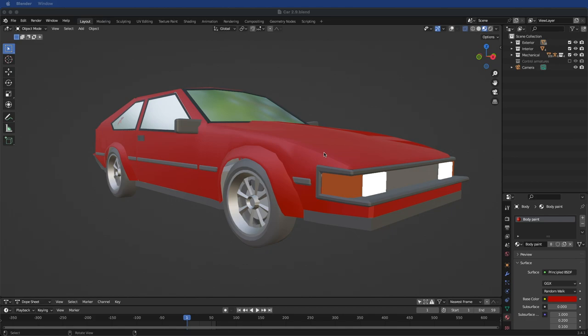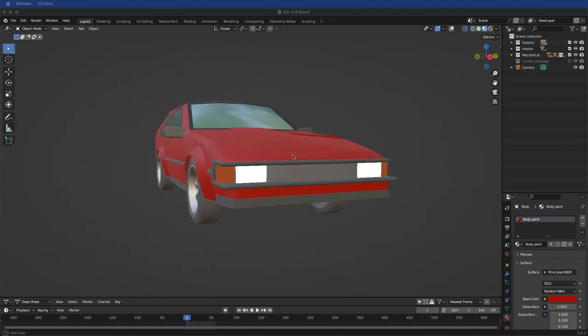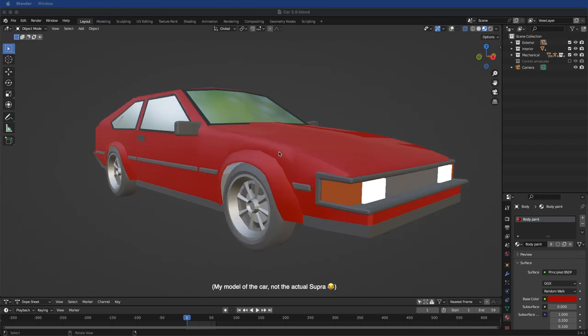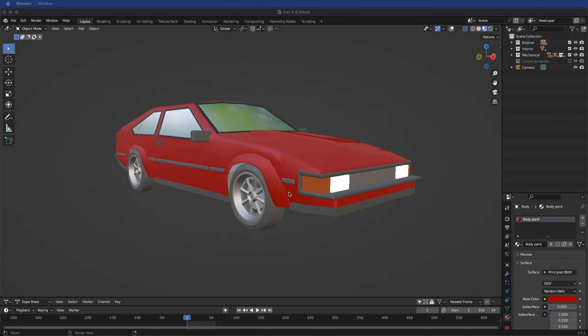Alright, so let's hop into Blender and take a quick look at the Supra model. So here we have the beautiful cherry red Supra. It's actually pretty ugly, if we're honest. It's kind of janky. You'll notice there's a lot of imperfections on the outside, but I learned to choose my battles and pick where I'm going to have the most detail.